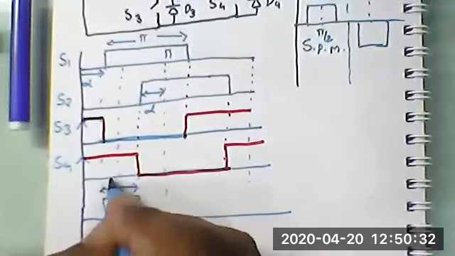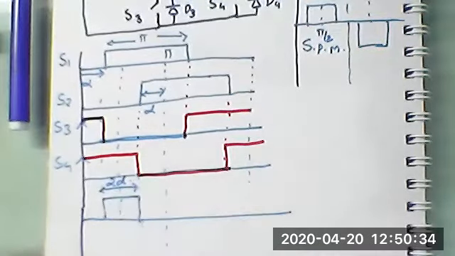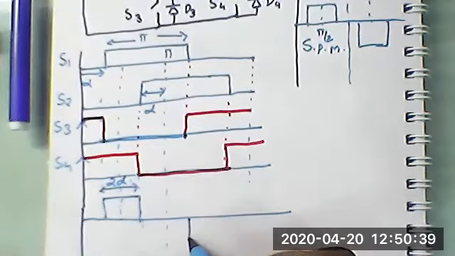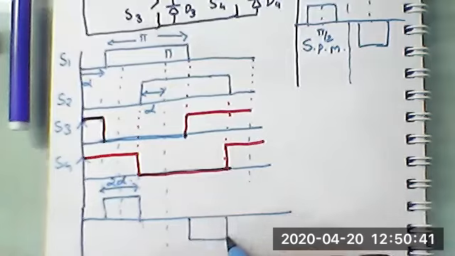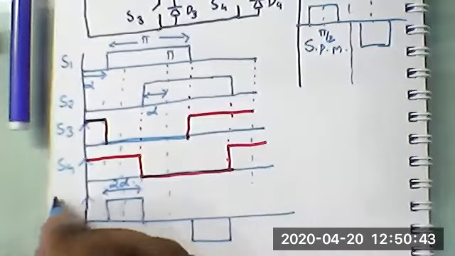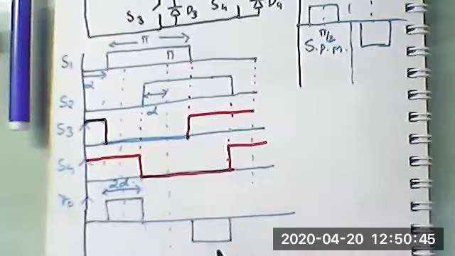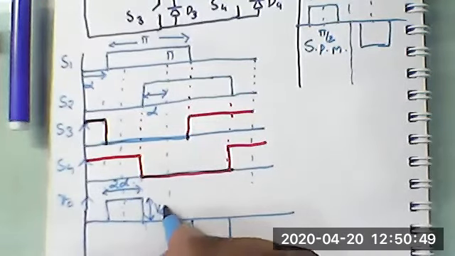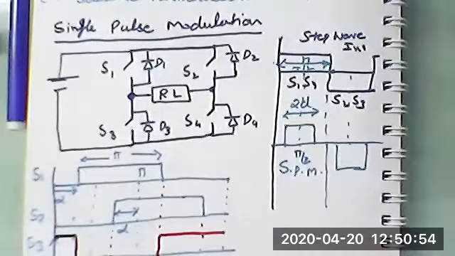This is 2D. This is 2D. Likewise, here you will get, this is the V output. This is the V output. And this value is how much? It is VDC. That is why, how it is generated.